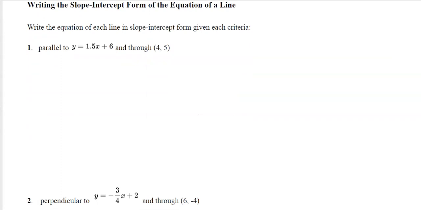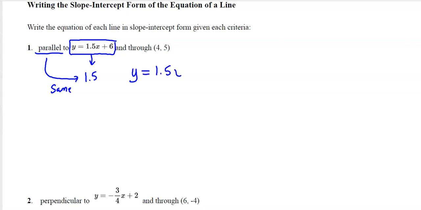It says, write the equation of a line in slope-intercept form given the criteria. All right, well, what is this criteria? So we need to be parallel to this equation. So this is the original equation. First of all, its slope is 1.5. And if I'm going to be parallel, I need to be the same. So I can start an equation. I now have an idea. I'm like, oh, it's y equals 1.5x. The problem is I don't know what the b is.